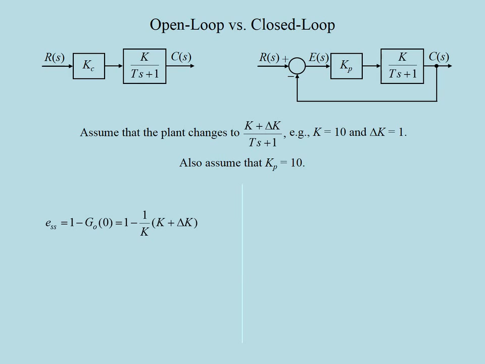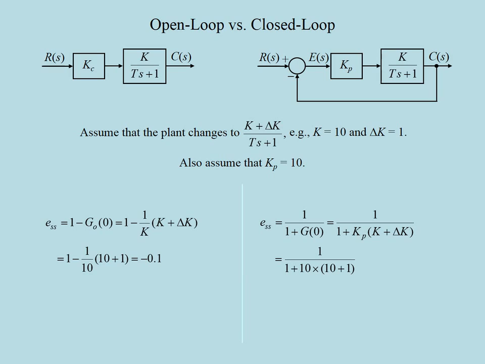The steady-state error in the open loop case, that is 1 minus GO of 0, will turn out to be 0.1 in magnitude. However, on the closed loop side, replacing K with its perturbed value, that is using 11 instead of 10, one obtains the error as 0.009, which is less than 1/10 of the error corresponding to the open loop controller.